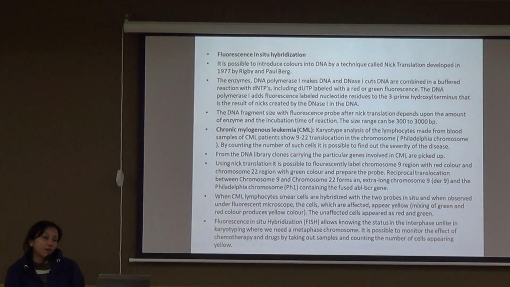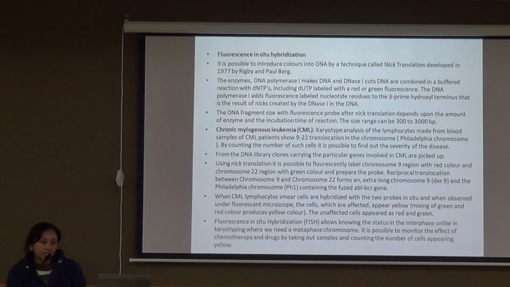From the DNA library, clones carrying the particular genes involved in CML are picked up. Using nick translation, it is now possible to fluorescently label chromosome 9 region with red color, chromosome 22 region with green color, and prepare the probe. Now, reciprocal translocation between chromosome 9 and 22 forms an extra long chromosome 9, that is DER9, and Philadelphia chromosome, that is Ph1, containing the fused ABL-BCR gene.